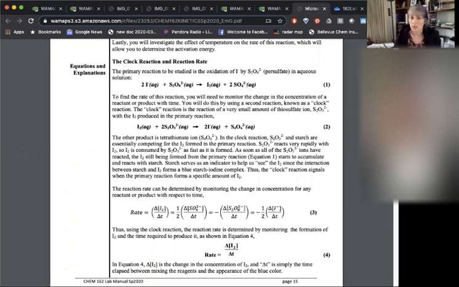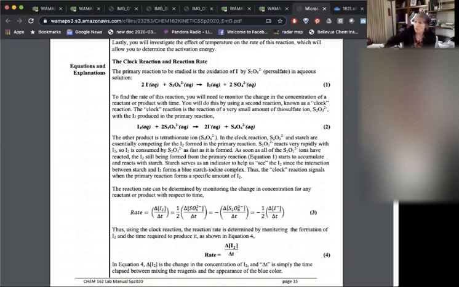This is confusing because we have two different compounds that are similar, the S2O8 2 minus and the S2O3 2 minus. So we have the persulfate, which is the S2O8, and then we've got the tetrathionate and the thiosulfate. So those can be really confusing.